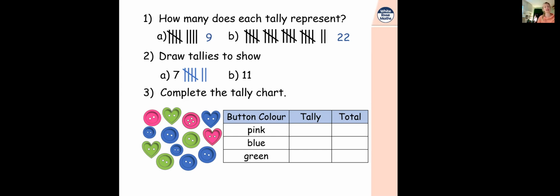And 2B was, can you draw 11, please? So again, whether it be on your jot paper or your air pen, get it out and have a go at drawing the 11 as a tally. Off you go.